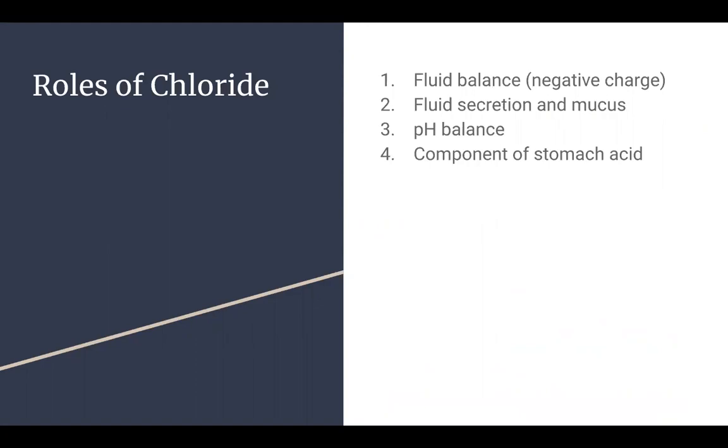Now, with fluid balance, and I already stated this, its main role is to maintain charge neutrality. As we saw earlier, potassium and sodium are both cations, meaning that they are positive ions. Whereas chloride's an anion, or a negative ion. So because of its negativity, it's able to balance out the sodium and the potassium. So we have balance by having the chloride there.